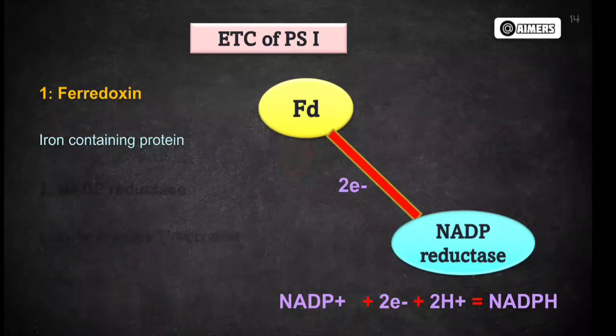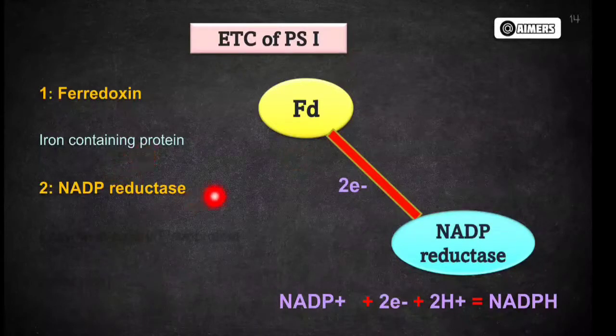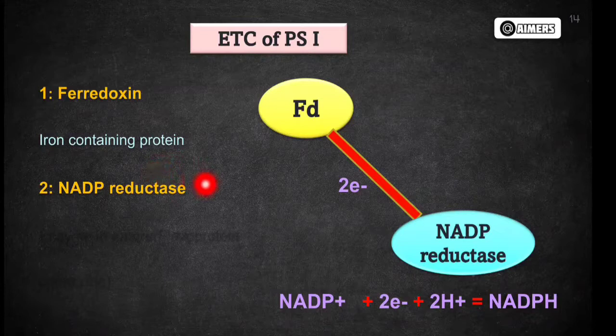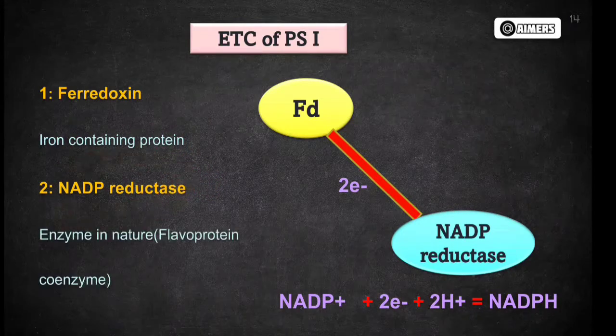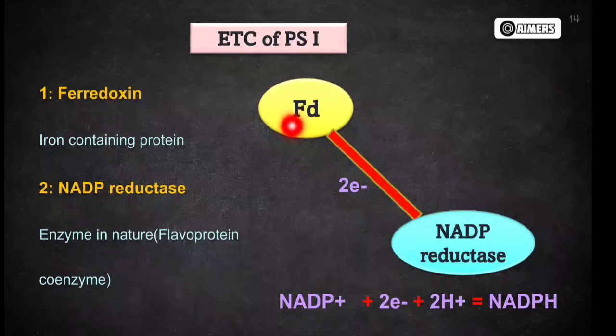The second electron carrier is NADP reductase. Any substance which has ase in the end, ASE, means it's an enzyme. So NADP reductase is an enzyme in nature, but do remember that it is a flavoprotein coenzyme. I'm only telling you this for general information, but you only have to remember that NADP reductase is an enzyme in nature. As you can see, ferredoxin we represent by FD, and this is NADP reductase.